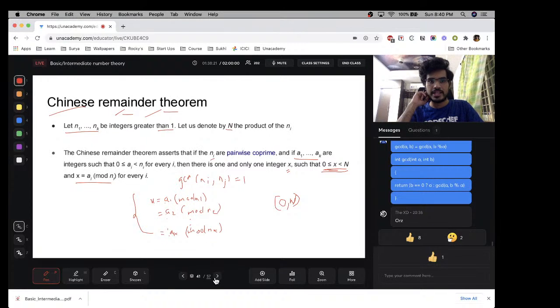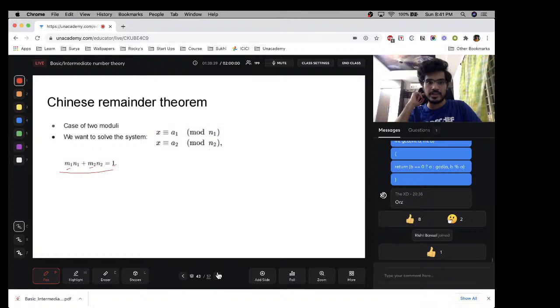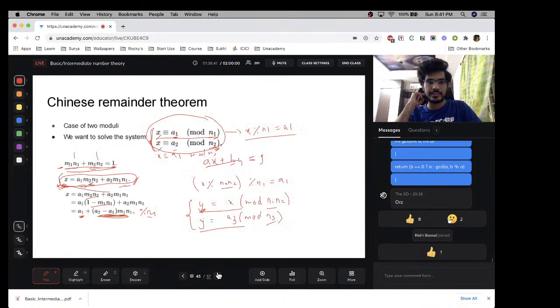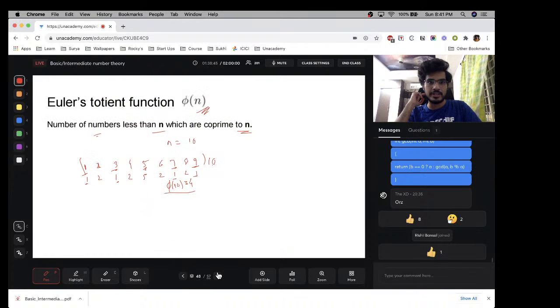We learned about the Chinese remainder theorem. There are k integers a1, a2, a3, and so on up to ak, and we have k other integers n1, n2, n3, and so on up to nk. There exists only one such x which satisfies all these k equations, and we proved it and we found how to find those.